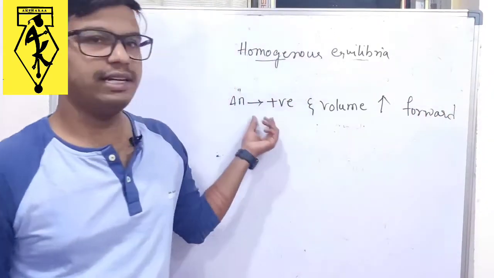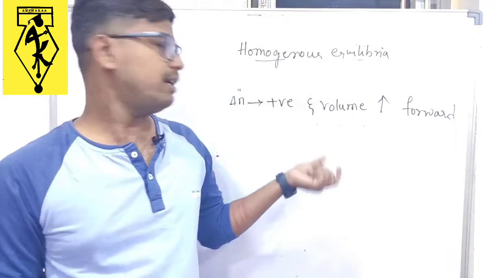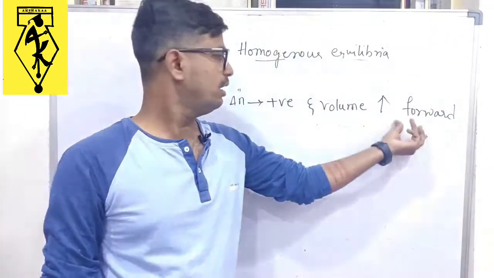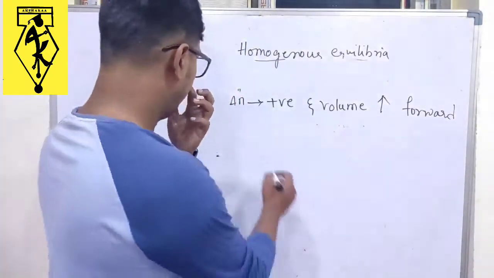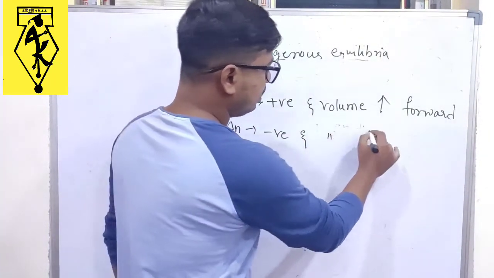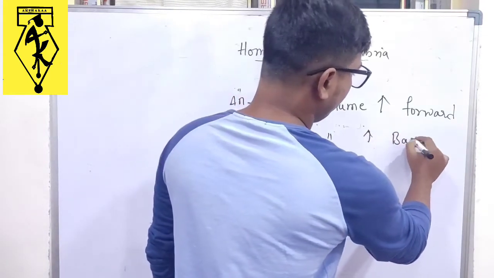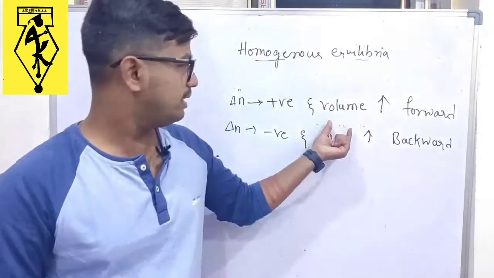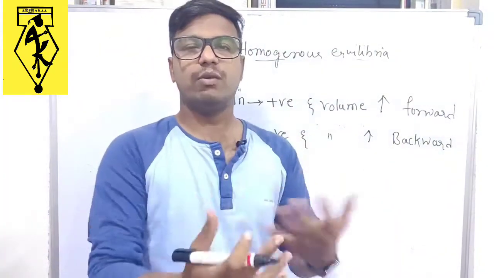So I will explain why it is happening. First, remember the condition. If delta N is positive and volume is increasing, then the reaction moves towards the forward. So what if delta N is negative and volume also increases? Reaction goes towards the backward. So here we have to observe that in both cases volume is increasing. So what does that mean?